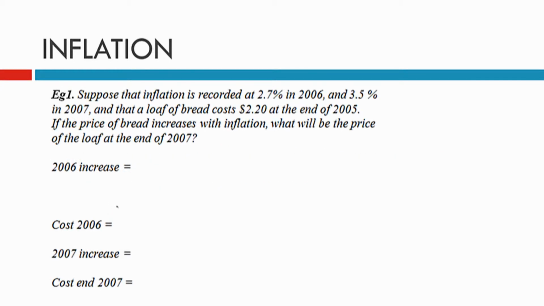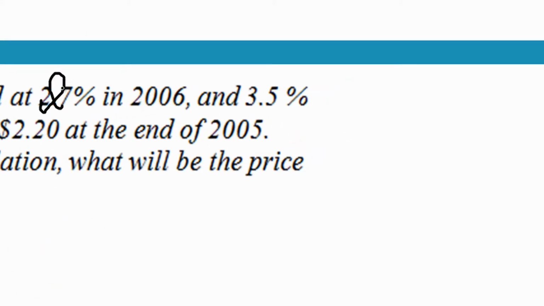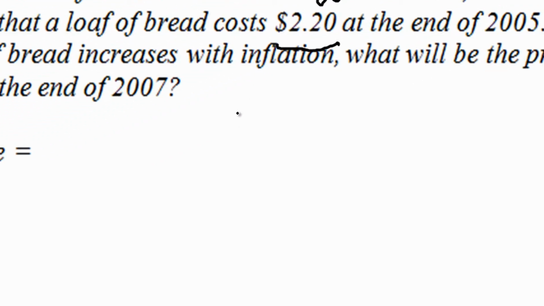Suppose that the inflation is recorded at 2.7% in 2006 and 3.5% in 2007, and that a loaf of bread costs $2.20 at the end of 2005. If the price of bread increases with inflation, what will be the price of the loaf at the end of 2007? Okay, so guys, what I want you to think about is this. We're saying that it's increasing. Now, there's two ways to do this, but the quickest way I'm going to show you in a sec.